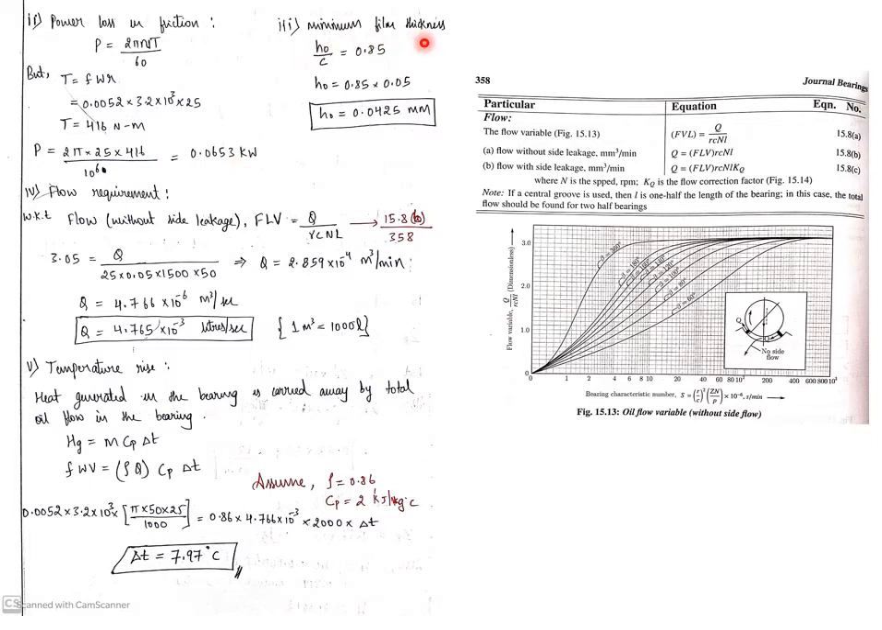Next is minimum film thickness. H0 by C is equal to 0.85. We got it from the graph. We know the value of the diametrical clearance, that is C. To find H0, the minimum film thickness, it is 0.0425 mm. Okay. Next is flow requirement, so flow without side leakage.